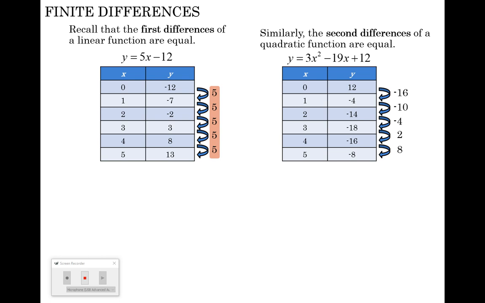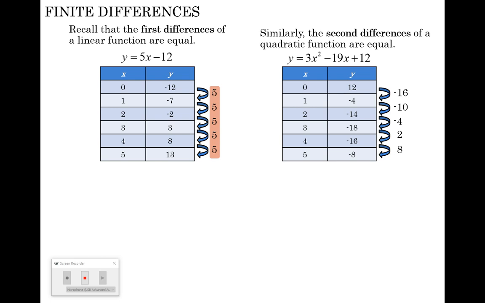And it works over here. Negative 4 minus 12 is negative 16. Negative 14, subtract negative 4 is negative 10. So you're always just subtracting by the one above it. This is a quadratic. It's a parabola, so it doesn't go up by the same amount every time. But watch what happens when I do it again.